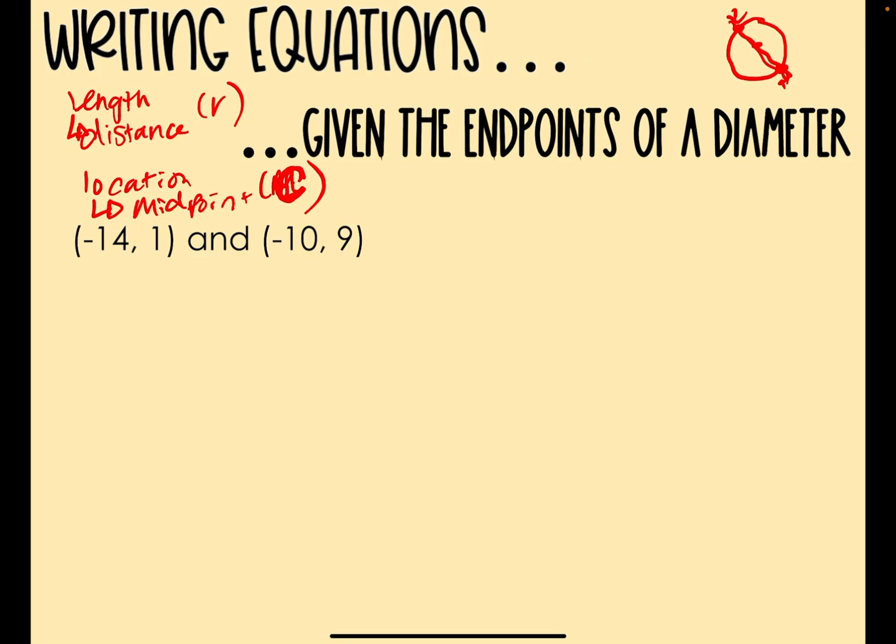So I did the distance formula first, and then I found the length of my diameter and then simplified it to find this length of my radius. And then I found the midpoint, which was my center. Whichever order you go in, it won't matter as long as you use both of these equations.